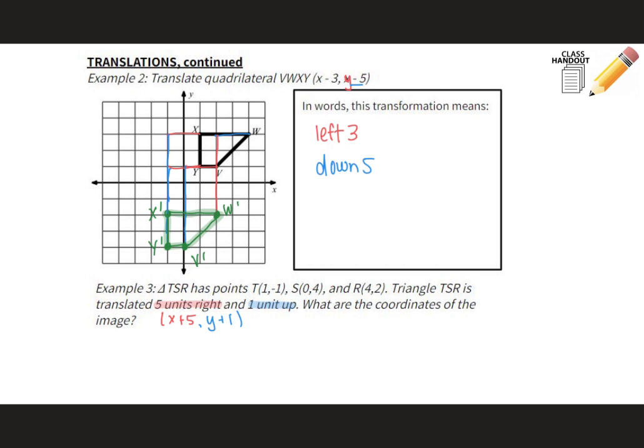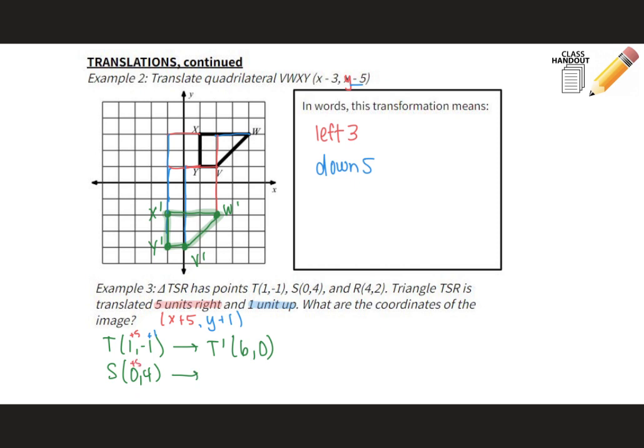So taking my original points, T is 1, negative 1. My new point, we're going to add 5 to x, which means my new point is going to be 6, comma, and then we're going to add 1 to y. Negative 1 plus 1 is 0. So T prime is going to be 6, comma 0. Now I'm going to take S. My original coordinates is 0, 4.